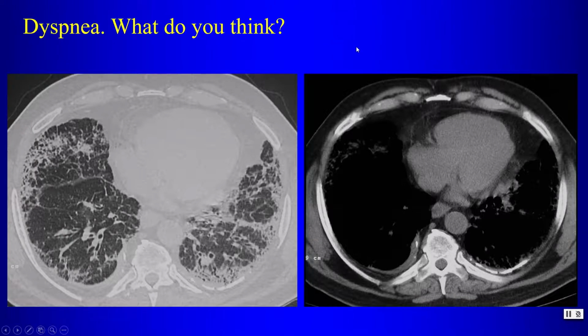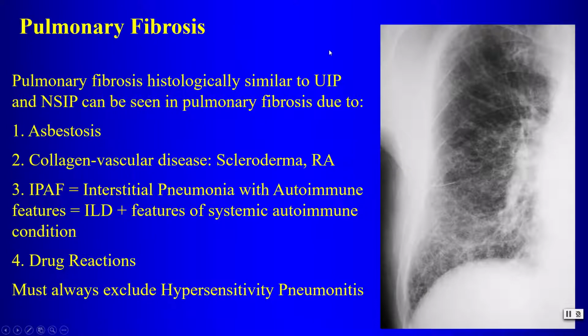This is asbestosis. So other causes of pulmonary fibrosis, especially in a lower lung distribution that might be similar to UIP and NSIP, but we can see this with asbestosis.